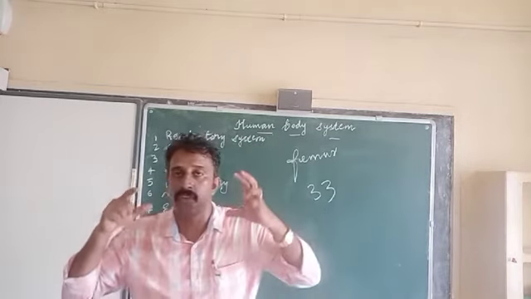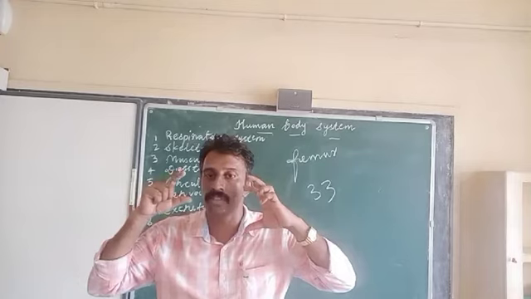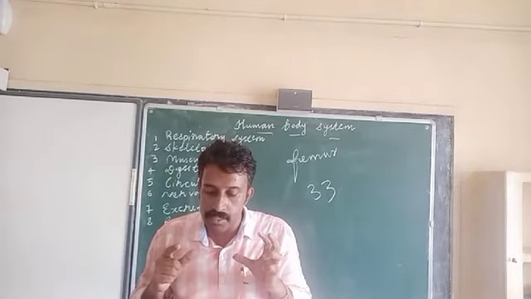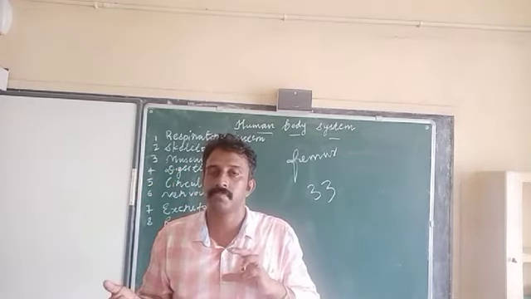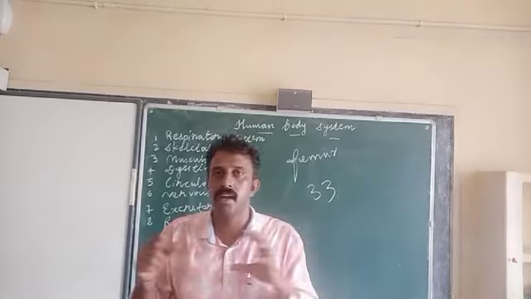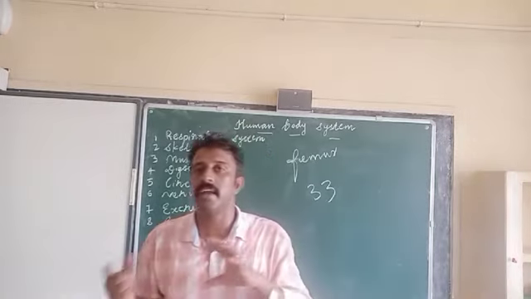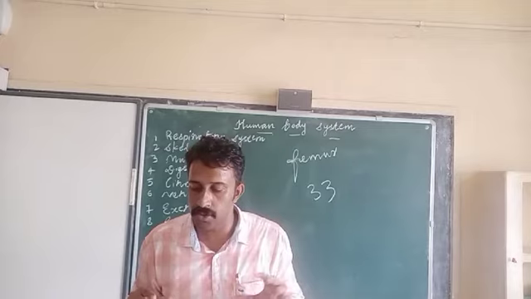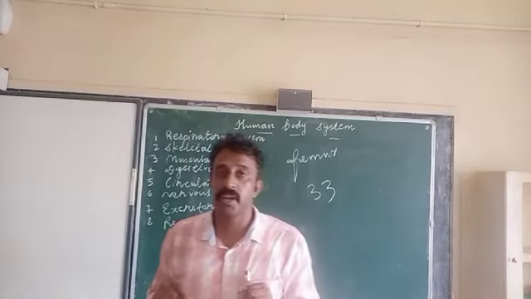The pivot joint, where is the joint? In between the head and the neck. That is the joint between the head and neck. All of you see the picture in your textbook. Next one, a gliding joint.